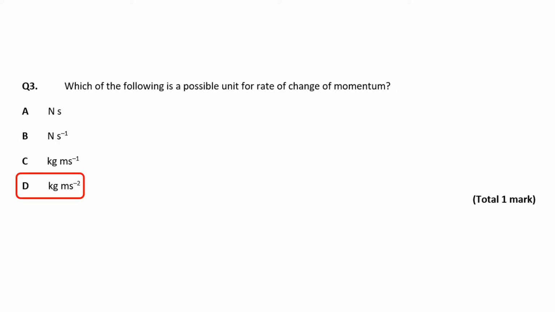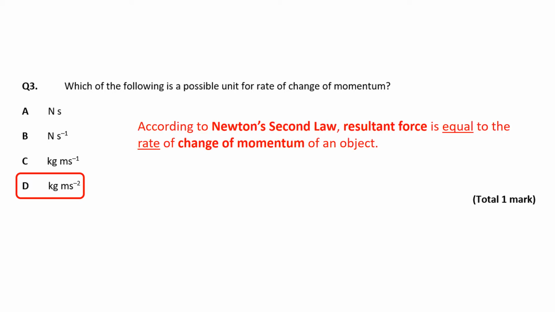Okay, and then next one, which of the following is a possible unit of the rate of change of momentum? So I recognize this one straight away. So first of all, in terms of why, you should know, according to Newton's second law, that a force is equal to the rate of change of momentum of an object. So you should know we're looking for a unit of force, and you should recognize the base unit of force is kilogram meters per second squared. Again, just using F equals ma or using the equation we've got above.